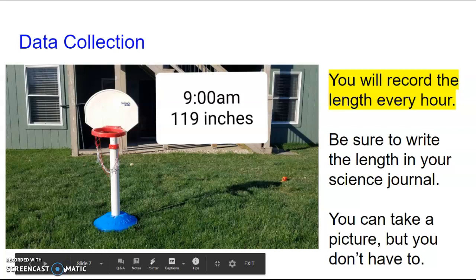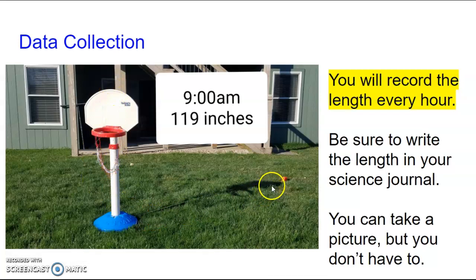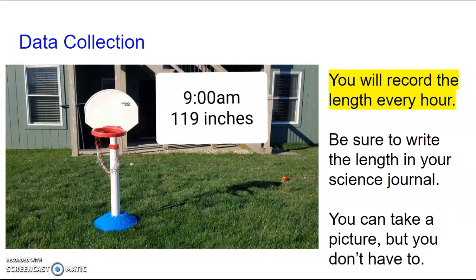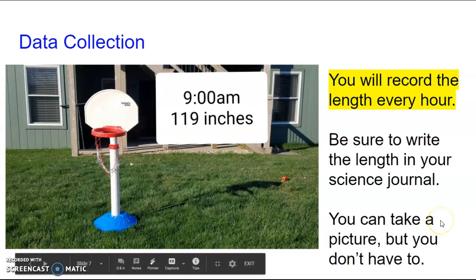Okay, so at 9 a.m., this is what my setup looked like. I have my object, here's the shadow with the measuring tape, and at 9 a.m., the length of the shadow was 119 inches. So it says you will record the length every hour. Be sure to write the length in your science journal. You can take a picture, but you don't have to. Okay, so at 9, 10, 11, 12, 1, 2, and 3. Please measure the shadow and record it in your journal.